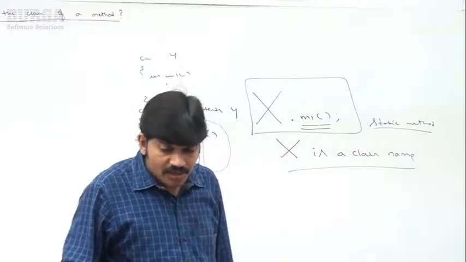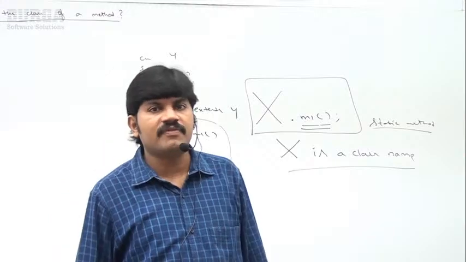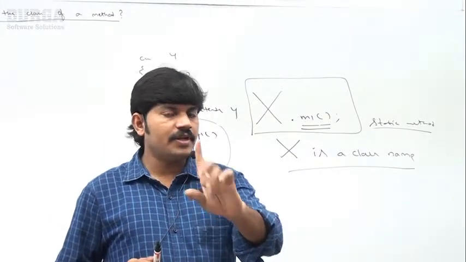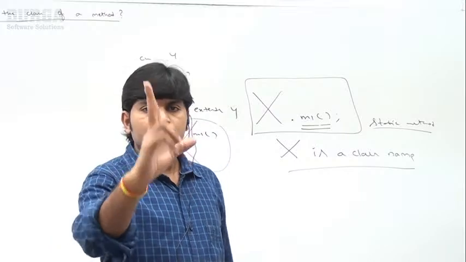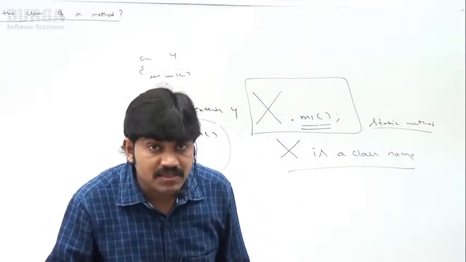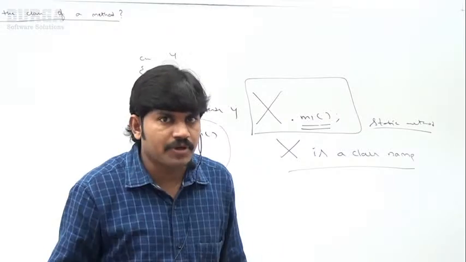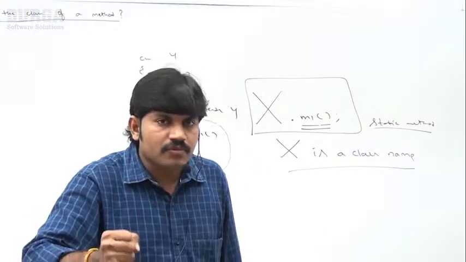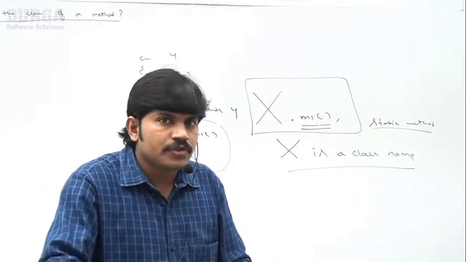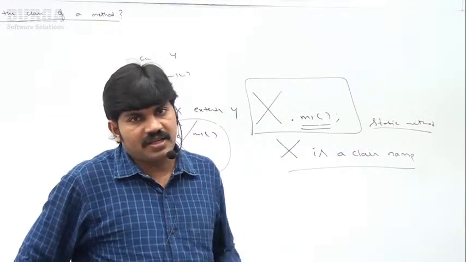Sir, if the parent also doesn't contain m1, then what will happen? The compiler will give an error; the code won't compile. Clear, right? Very simple: if we call any method by using a class name, that method must be a static method. That is rule number 1. The second point: by using which class name you called the method, the corresponding class should contain this method.